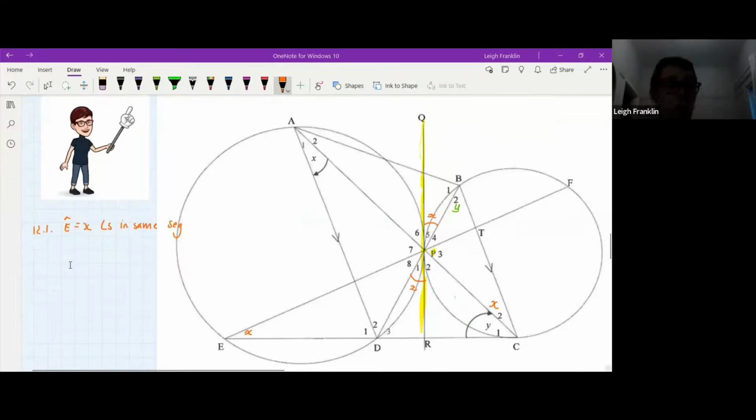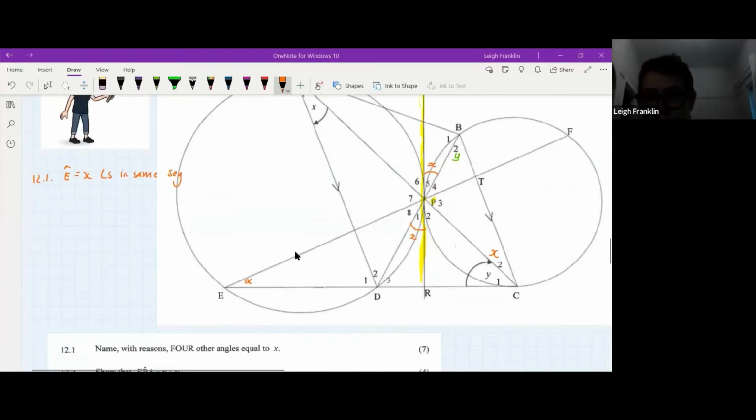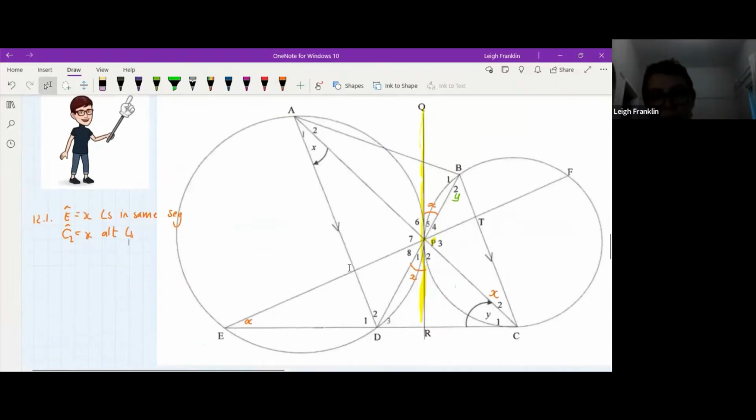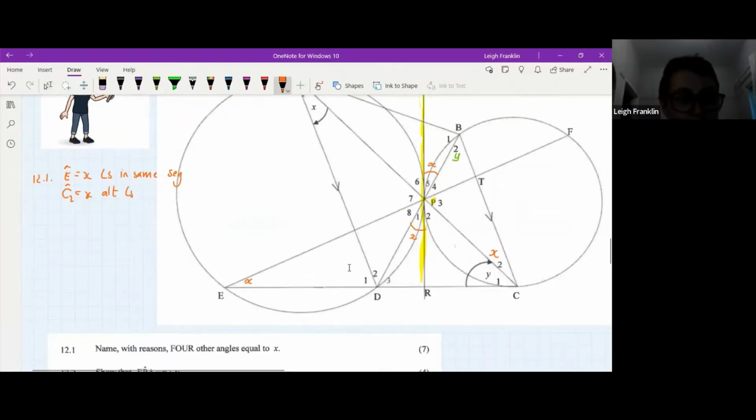All right, so we've now got angle E is equal to X because of angles in the same segment. We've also got the first one that we were told, that angle C2 is equal to X, so let's put that on the page. C2 is equal to X because of alternate angles, and we mustn't forget to name the parallel lines, otherwise they won't give us the reason. So we need to say that AD is parallel to BC.